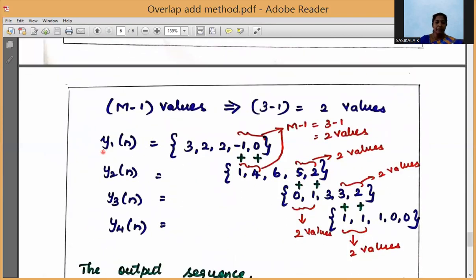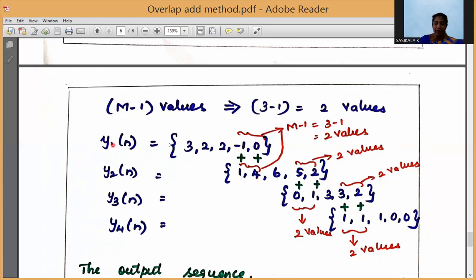Okay, so here, listen, y1 of n is equal to 3, 2, 2, minus 1, 0. The last m minus 1 values means 3 minus 1, which is 2 values. So the last two values are minus 1 and 0. Now, while we write y2 of n, write it like this, so that these two values are overlapped with the next output y2 of n sequence. So y2 of n should be 1, 4, 6, 5, 2. So these are the first m minus 1 values.